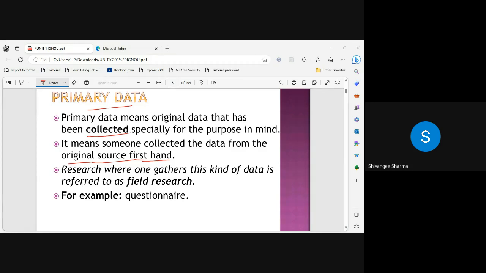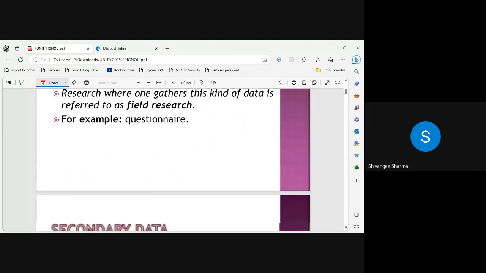So basically, the researchers use this kind of data when there is no already established data available for this purpose. So first of all, they identify what kind of problem or what kind of research they are going to take. Then they analyze whether they should collect the primary data or whether the data which is already available, which is secondary data, can be used to provide a solution to the problem.